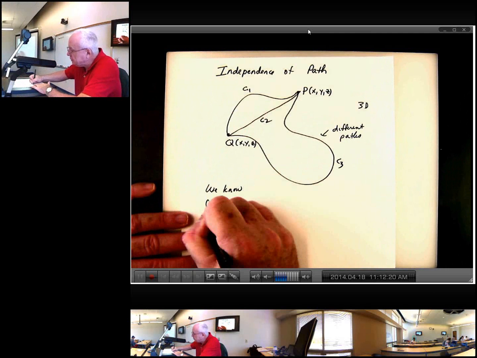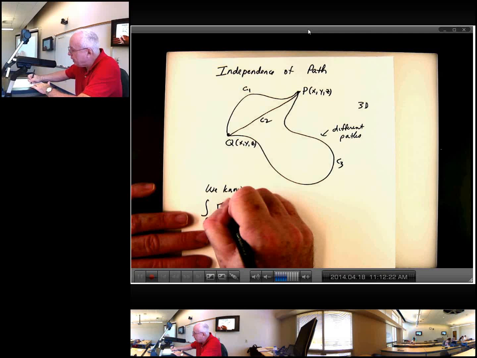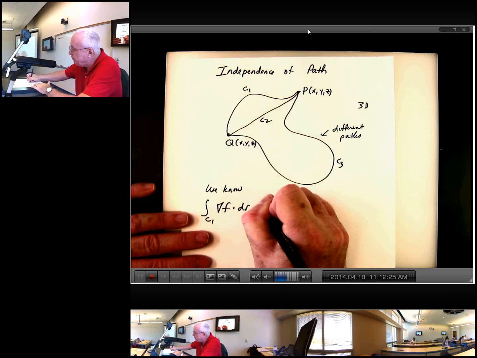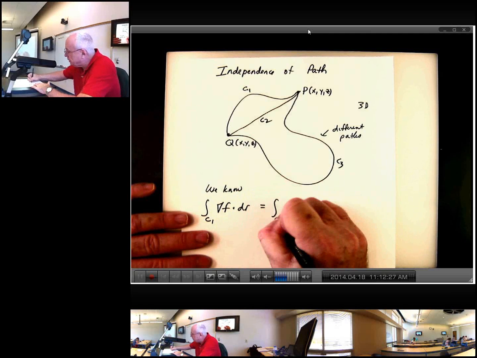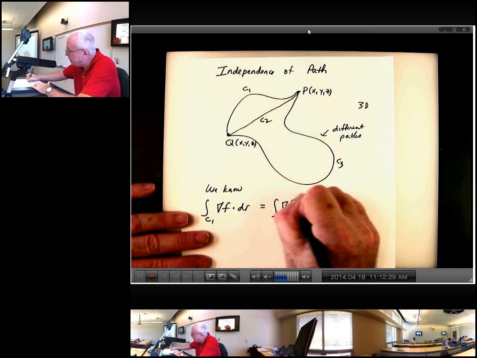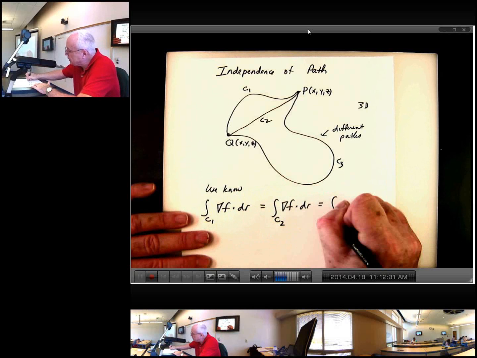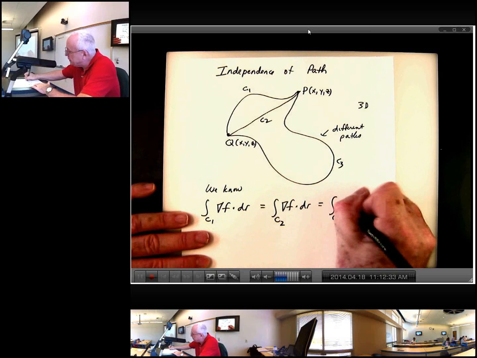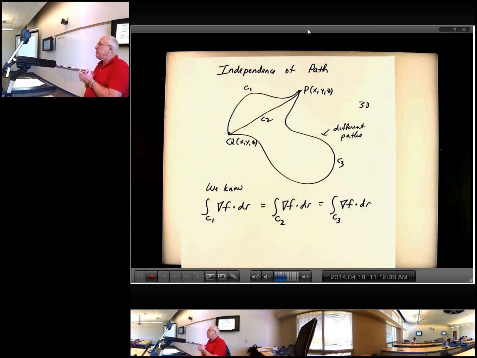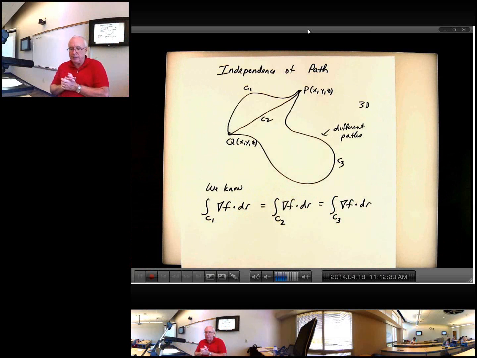that the integral over C1 of gradient f dot dr is going to be the integral over C2 of gradient f dr, which is going to be the same as the value of the integral over C3 of gradient f dr. All same values. Same beginning point, same end point.